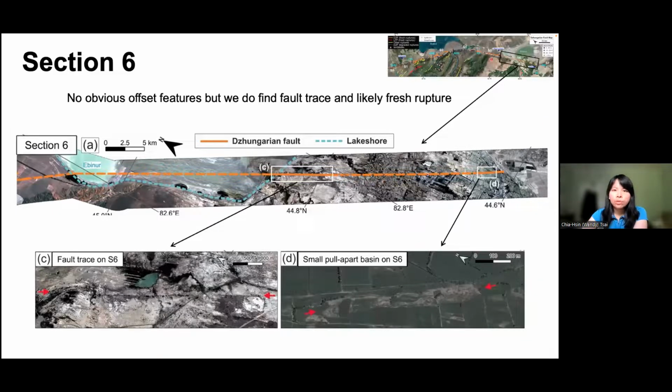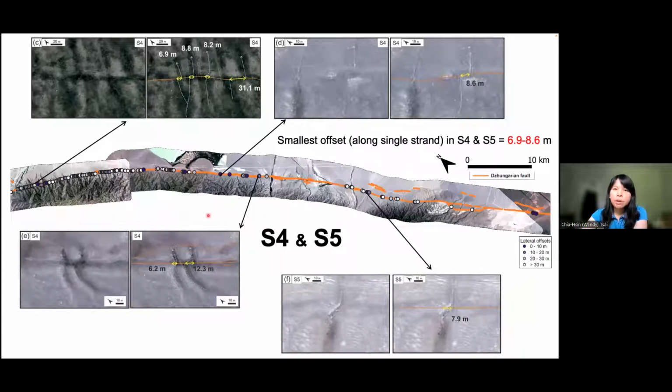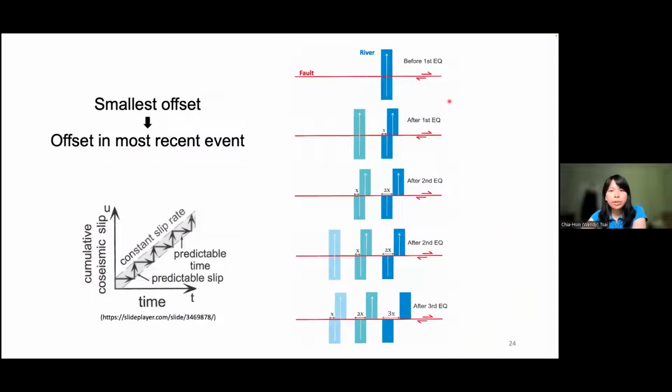And now we're moving north to sections 4 and 5. We found offset features with good qualities that are widely spread along these 2 sections. The smallest offsets measured from a single fault strand are 6.9 to 8.6 meters across the 2 sections. Since there is no historical or seismic data along the fault, we could only assume the measured smallest offset is the offset in the most recent event. And if assuming a fully locked fault with a constant slip rate, we should be able to see cumulative offsets that are common multiples of the smallest offset.